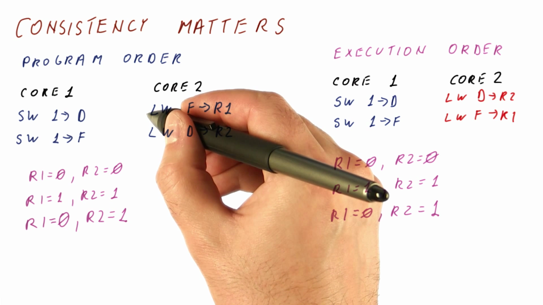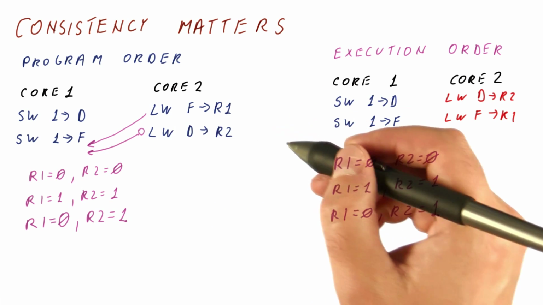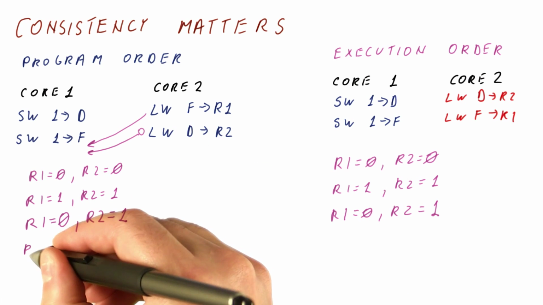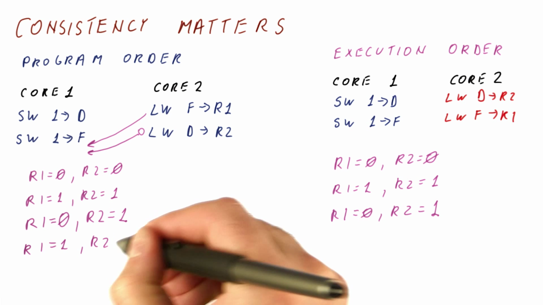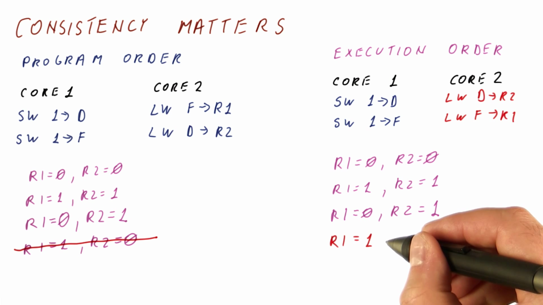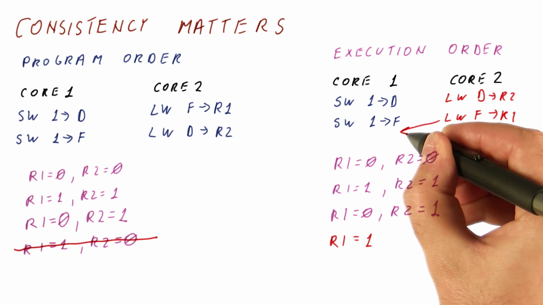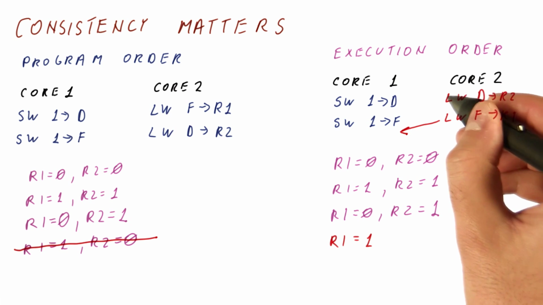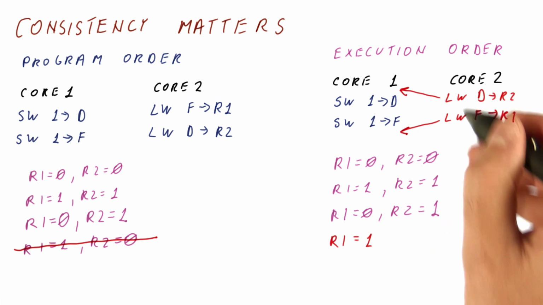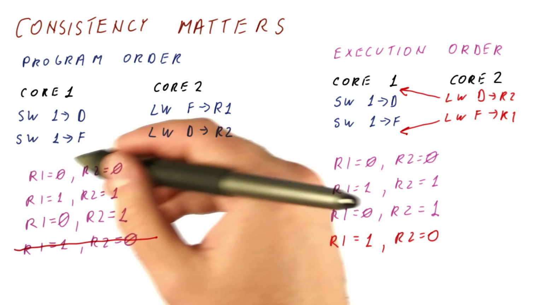So pretty much, if we execute this here, then this has to be here, and that means that if we read 1 from F, we will read 1 from D as well. So R1 equals 1, R2 equals 0 cannot happen in program order. But here, R1 equals 1 means that this load needs to be here, and we can get a 0 in R2 if this load comes here. So if we put the stores in between the loads in the execution order like this, we will get a situation that was not possible in the original program order.